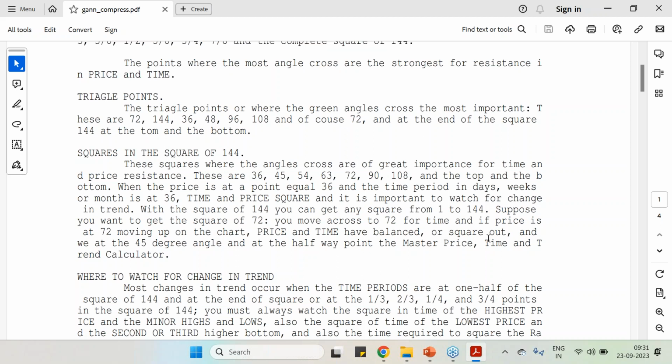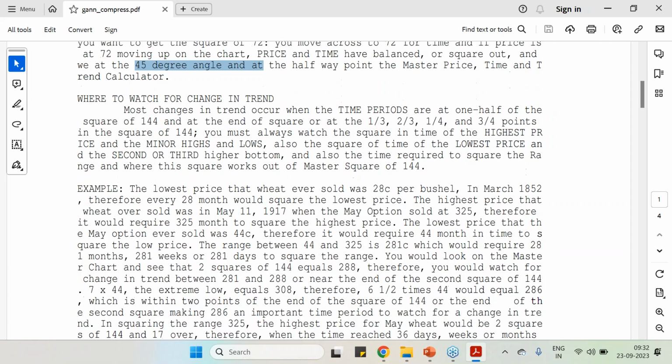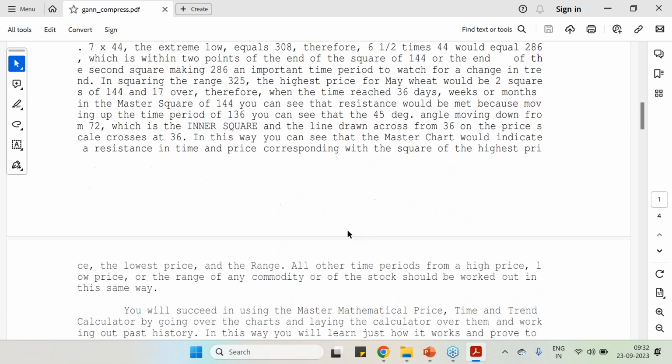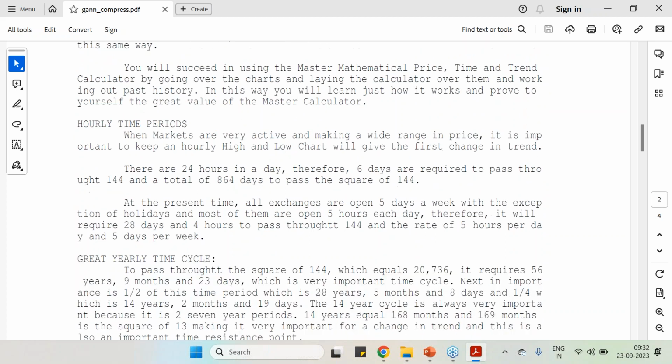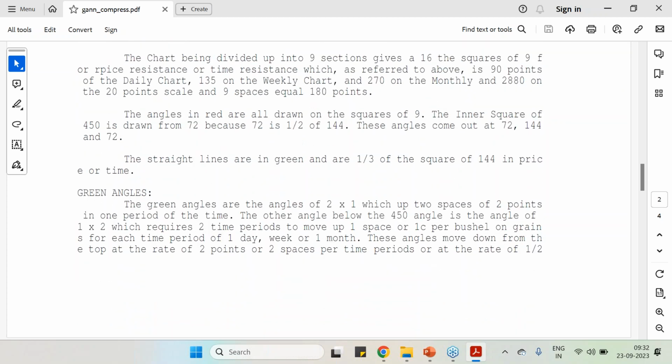Nothing has come. It also speaks about the 45-degree angle, how it is a halfway point of the price-time trend calculator. So this is how Gann's writings are. It has been copied, or translated, or typed by someone post Gann. But Gann's own literature was typed on a typing machine. So hourly time period, great years, 9 space and 9 time factors. All these headings are perfect.